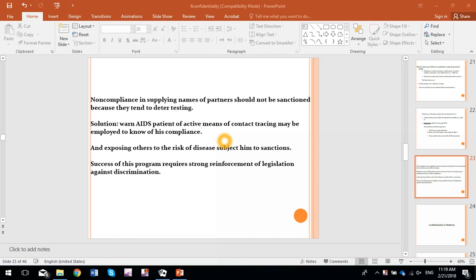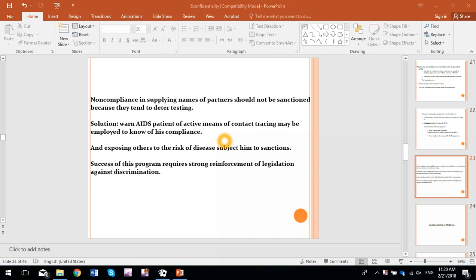Again, we need to remind ourselves of all these discussions. We need what? For the program to succeed, which is voluntary testing, voluntary informing, and at the same time warning the HIV positive patient that we have the ability to verify whether you informed your partners or not. The success of this program requires what? Requires strong reinforcement of legislation against discrimination.